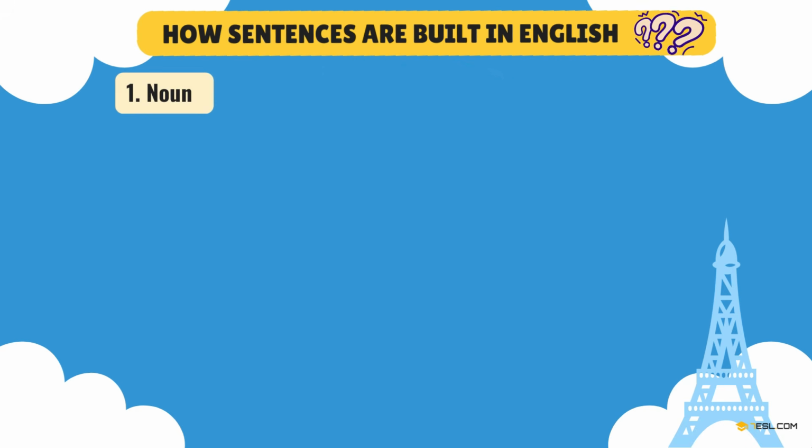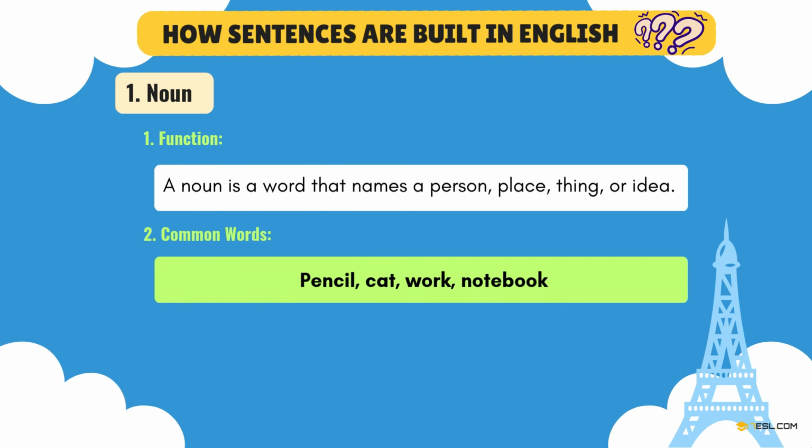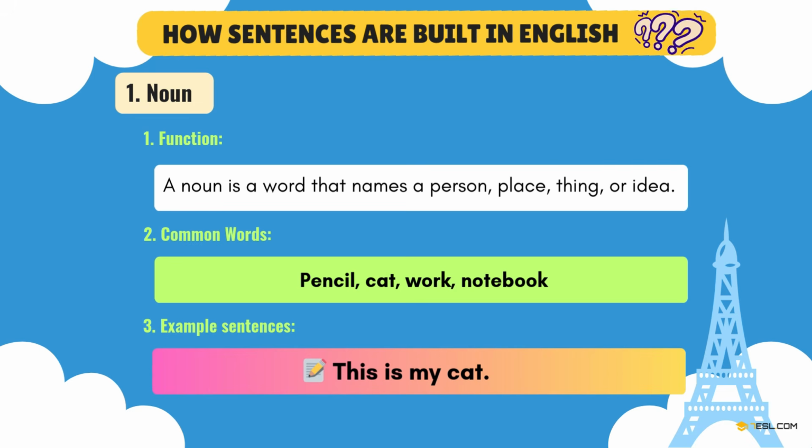1. Noun. Function. A noun is a word that names a person, place, thing, or idea. Common words. Pencil, cat, work, notebook. Example sentences. This is my cat.